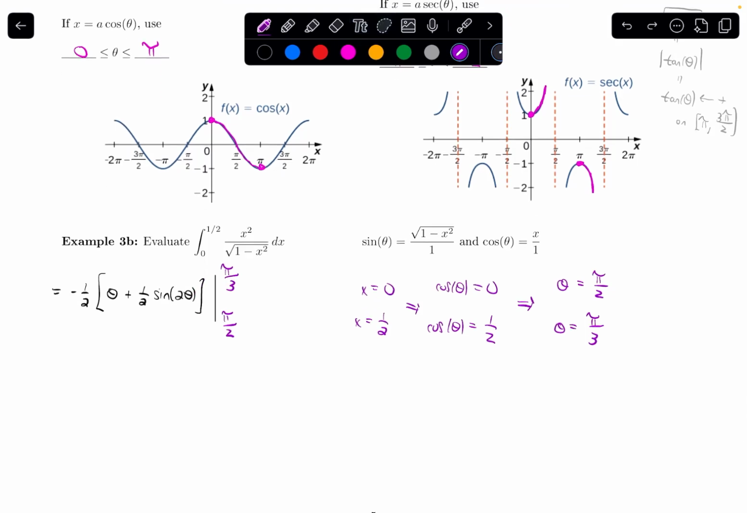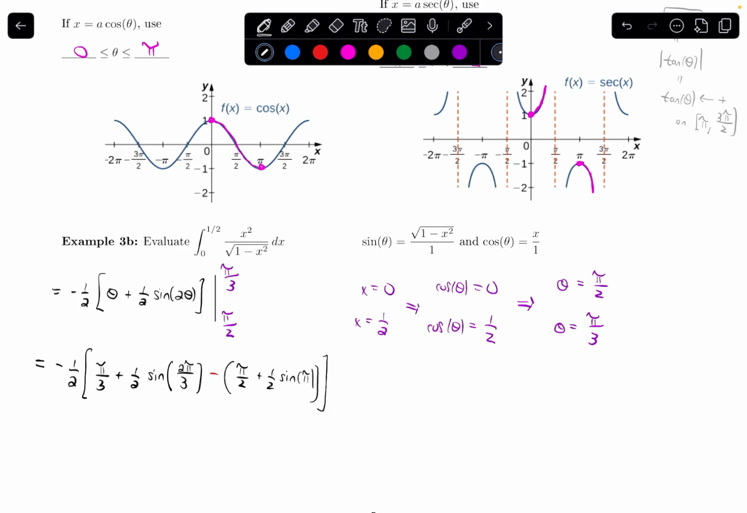Okay, so nice. Let us start to plug in. So I got negative 1/2, and then I'm going to plug in pi over 3. So I'll get pi over 3 plus 1/2 times sine of 2 pi over 3. All right, and then minus what I get when I plug in pi over 2. So I'll put a big old parentheses. Plug in pi over 2, I get pi over 2 plus 1/2 sine of pi. Okay, and then I'll close the bracket.